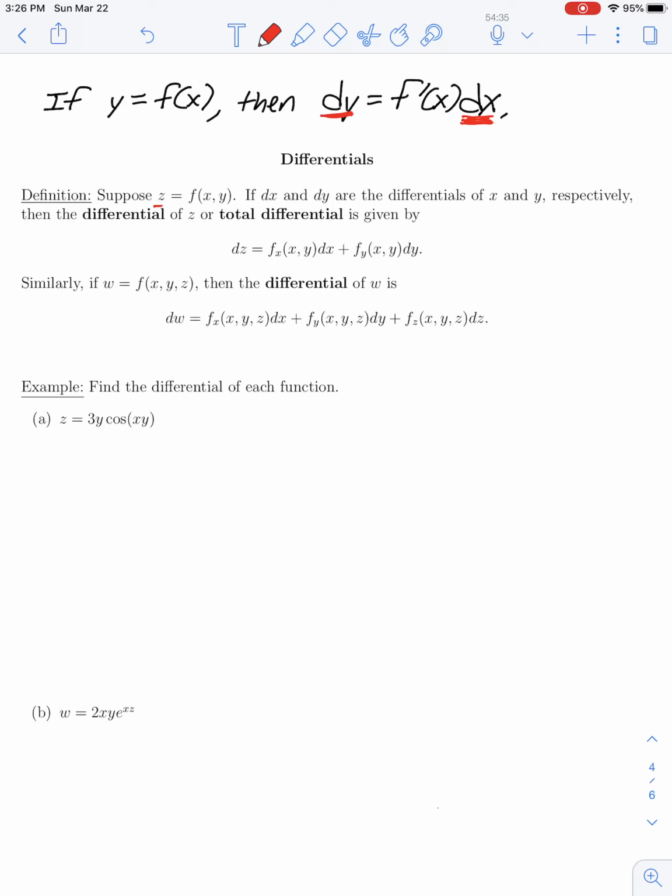For instance, if we have z equals f of x, y, then we could define the differential of z, dz, as the sum of our partial derivatives of f with respect to x and y times the respective differentials dx and dy.